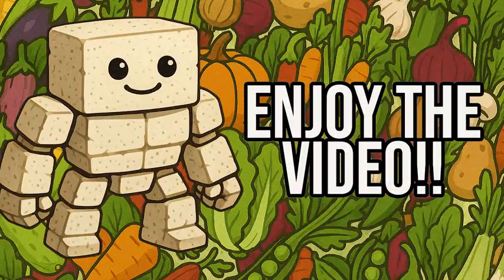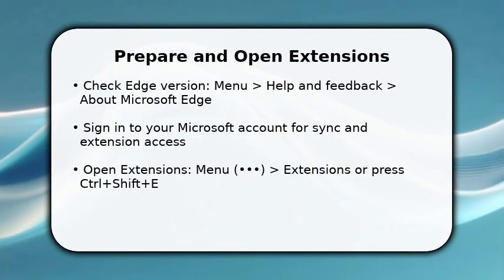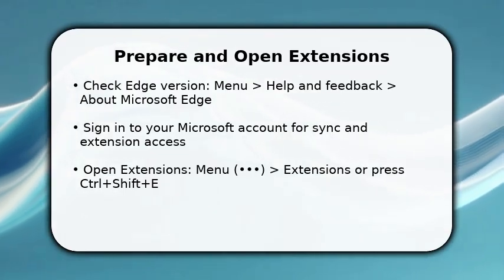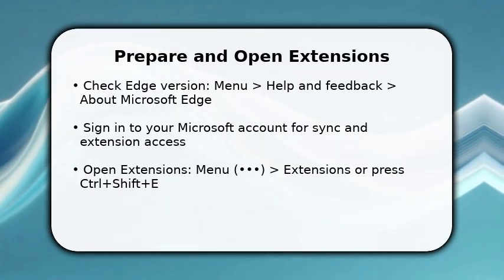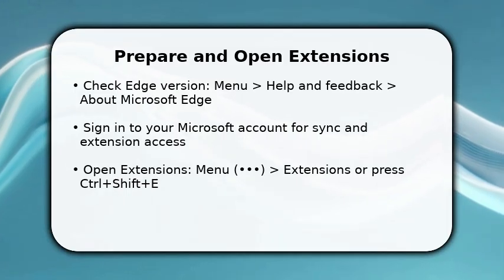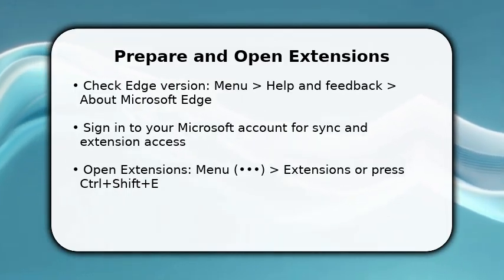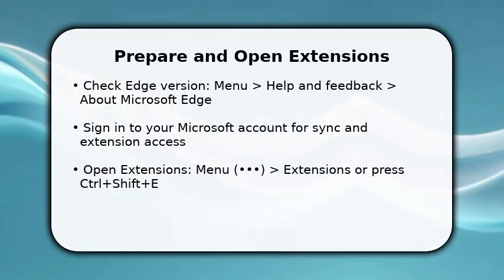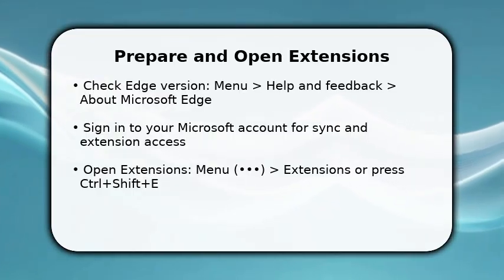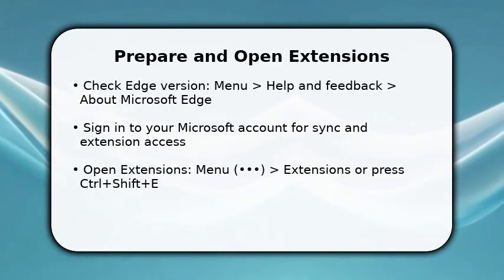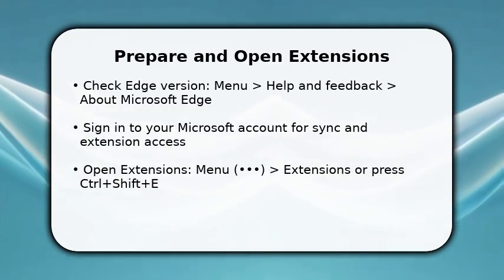Please enjoy the video. You start by verifying prerequisites. Make sure Edge is up to date and signed into your Microsoft account so extensions sync and settings persist. Once done, open the browser, click the three-dot menu at the top right, then choose Extensions or press Ctrl+Shift+E to jump straight to the Extensions pane. This gives you the control panel where you can view installed add-ons and find the Add Extensions button. From here, you're ready to add or enable tools without extra setup.